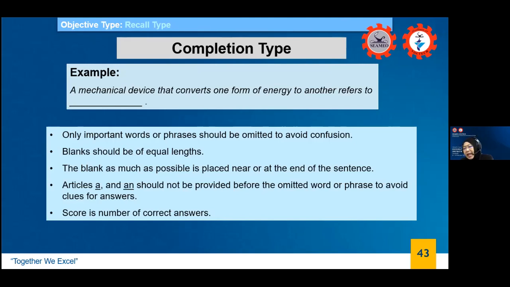You can put it at the end, or you could put it at the beginning also, next to the number. And near, or at the end. Like this one: articles "a" or "an" should not be provided before the omitted word to avoid clues or answers. So meaning to say, do not use the article "a" or "an". Score is the number of correct answers.